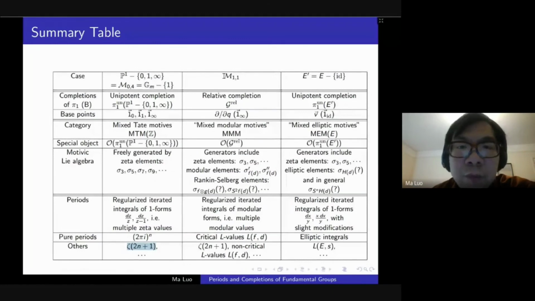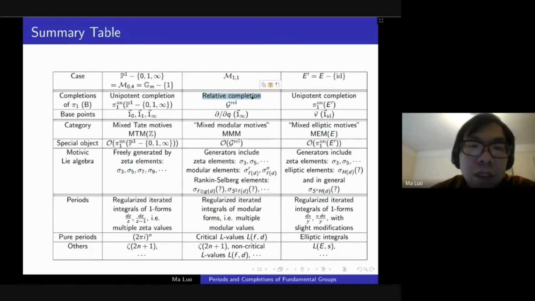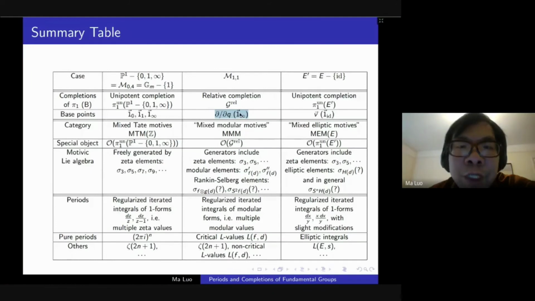And then in the case of the moduli space of elliptic curves, the fundamental group would be SL2Z, and you do this relative completion. The reason is that the unipotent completion of SL2Z would be trivial, as it has torsion H1, I believe. I'll skip the base point. The base point we usually pick is the unit tangent vector at infinity, or the unit tangent vector at the origin of the q-disk. But then what we want to say is we have this relative completion and we take its coordinate ring. We hope that it generates the category of mixed modular motives.